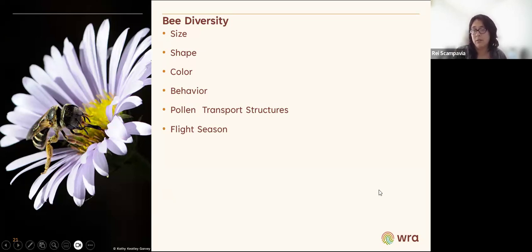Bees also vary in terms of when they are active. So for example, bumblebees tend to be active starting in February. You'll see the queens emerge and start looking for nests, and you'll see the workers flying throughout the season until the fall. Whereas there are some species of bees, such as the vernal pool mining bees, that are only active for maybe 2 weeks out of the year.